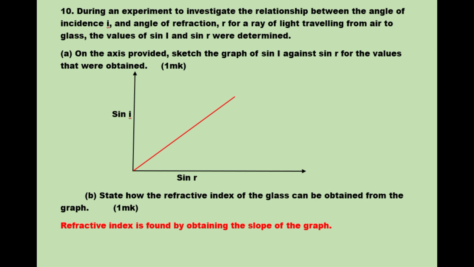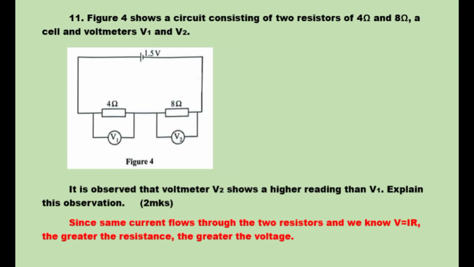Let's go to question 11. Figure 4 shows a circuit consisting of two resistors of 4 ohm and 8 ohm, a cell, and voltmeters V1 and V2. We have a cell, two resistors in series, and then two voltmeters. It is observed that voltmeter 2 shows a higher reading than voltmeter 1.